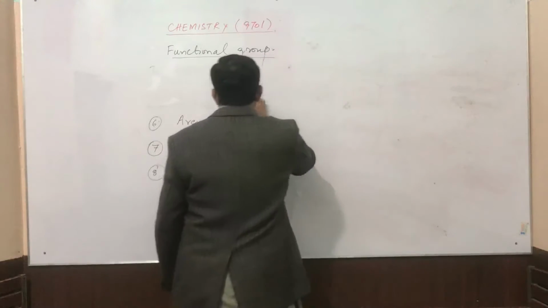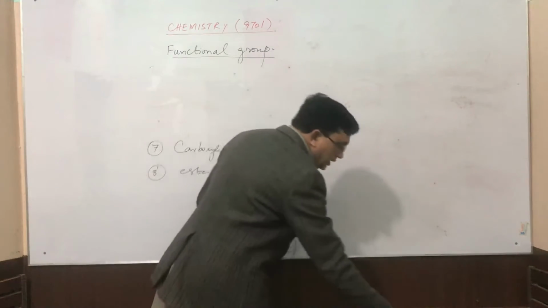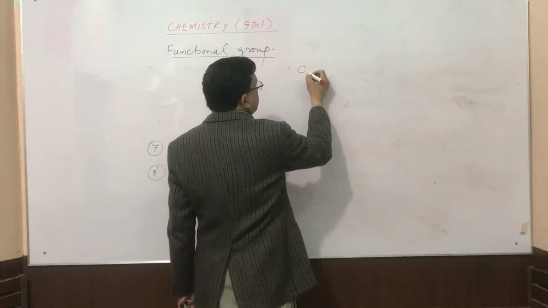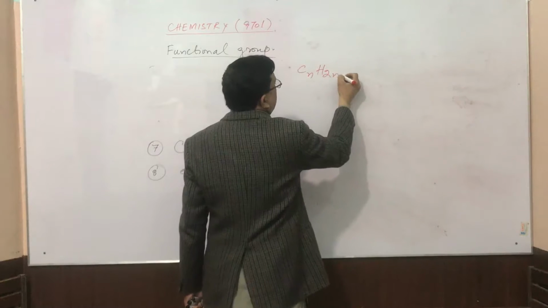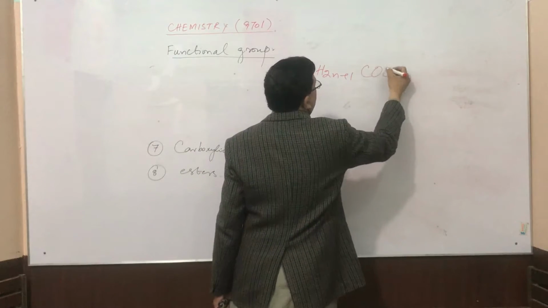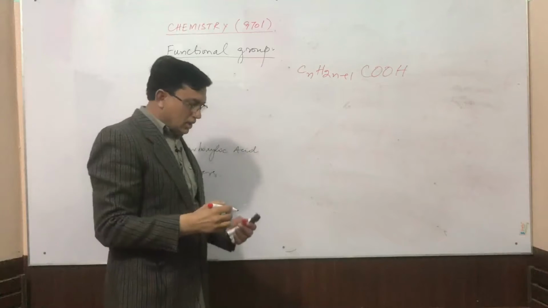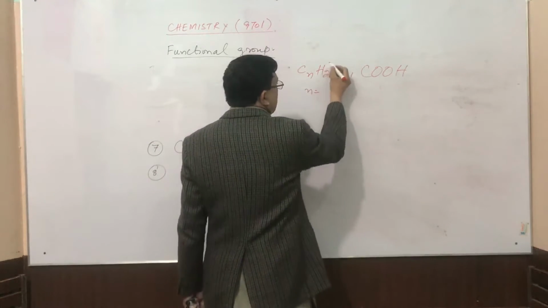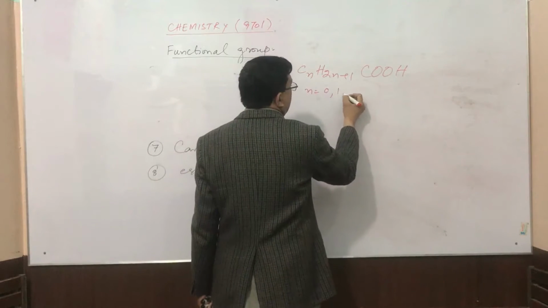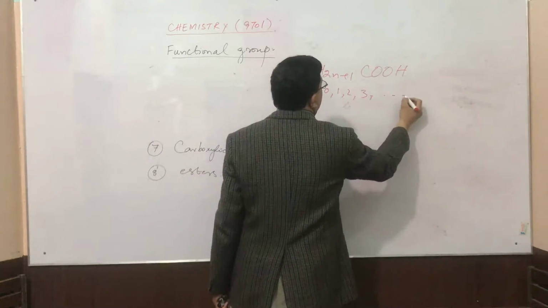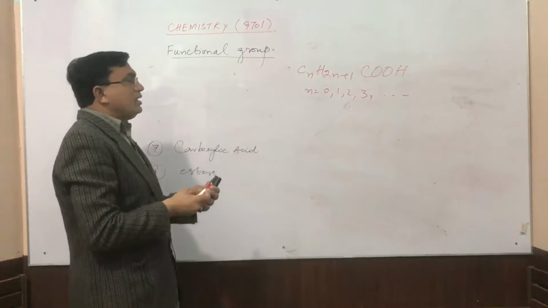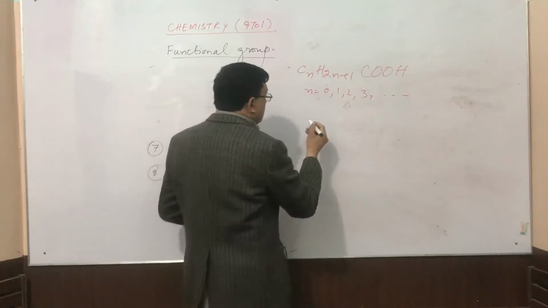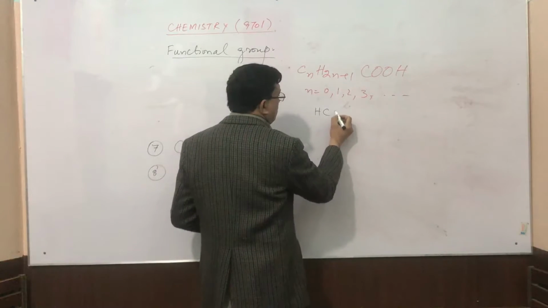Next is the functional group carboxylic acid. The general formula for the carboxylic acid is CnH2n+1 and then COOH. We have already discussed all this. Now again, the value of n in the case of carboxylic acid starts from 0, 1, 2 and 3 and so on. If we put 0, then we will get the first member of the carboxylic acid series, that is HCOOH.